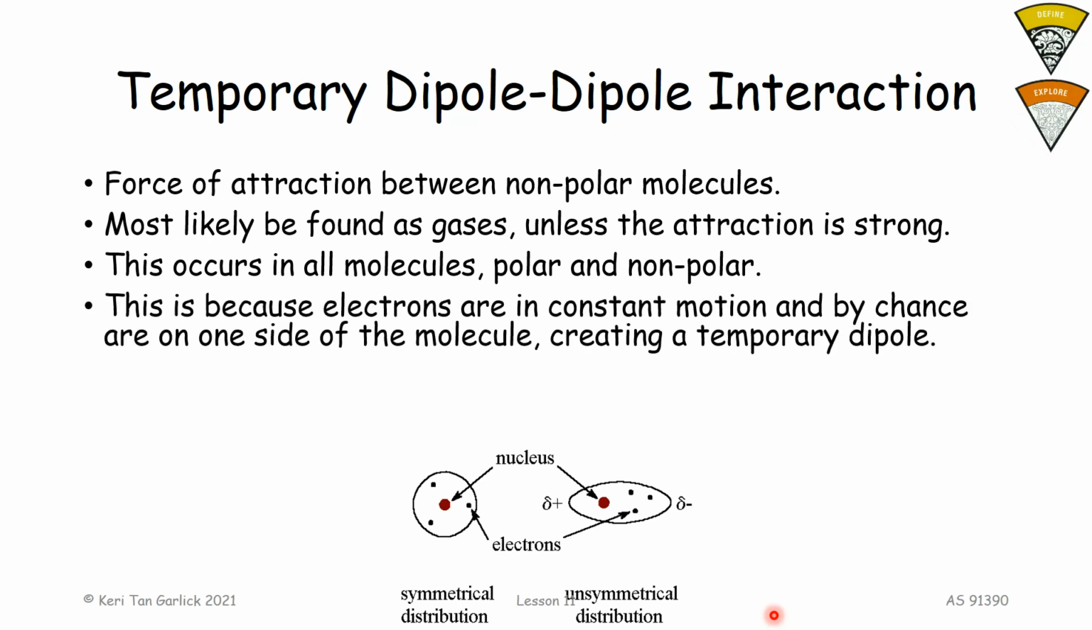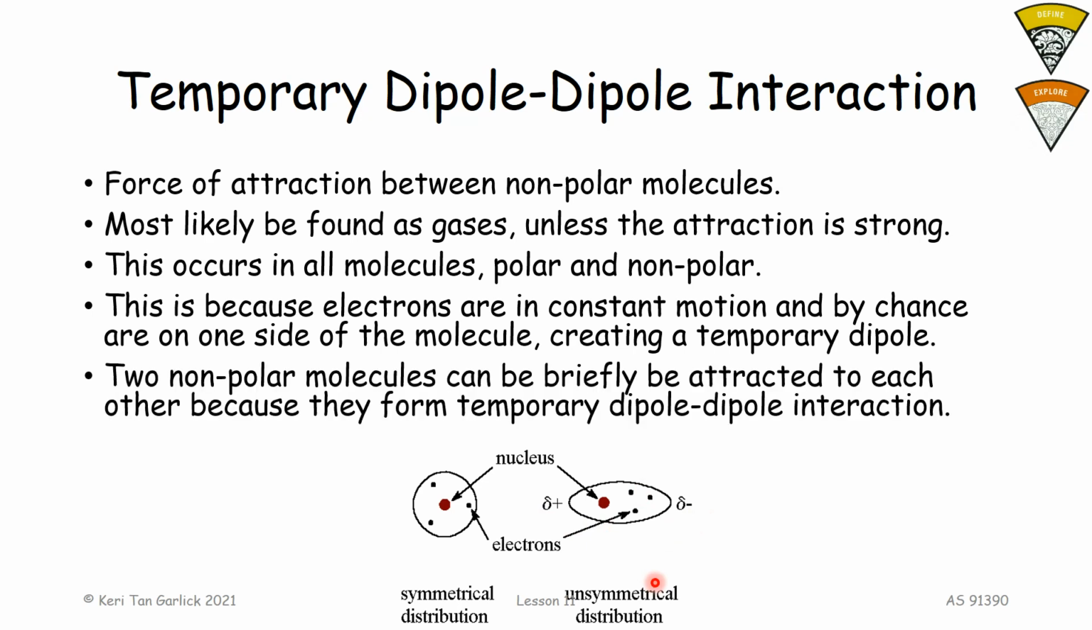This is the result of the electrons being in constant motion, and then just by chance, they happen to congregate on one side of the molecule. This creates what's known as a temporary dipole. So this is not a permanent location or distribution of the electrons. It just happens to, by chance, congregate in that area, causing it to be slightly negative, and thus the other side being slightly positive. So this is a totally random event, and it's not permanent. It's temporary. It just happens, and then it'll move. Then the electrons will move again, and the dipole will no longer exist.